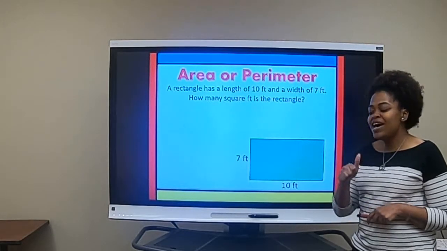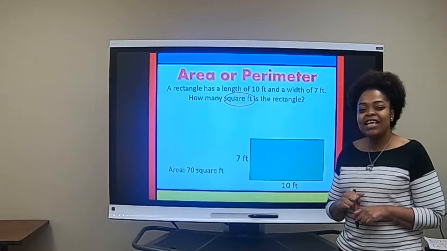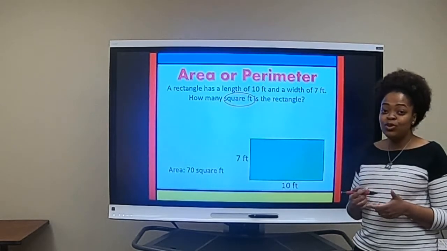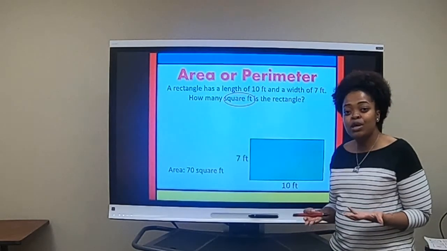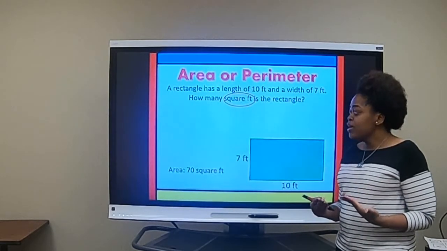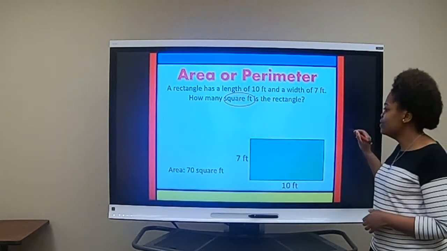Good job. This word problem is area. The key term that may have helped you was square feet, because as we've learned this week, area is measured in square units. Let's try another one.